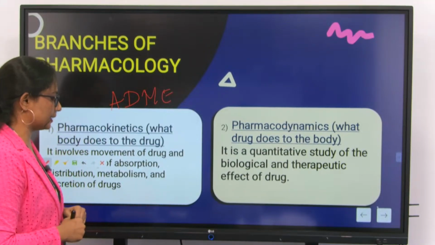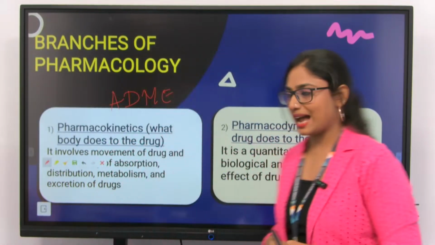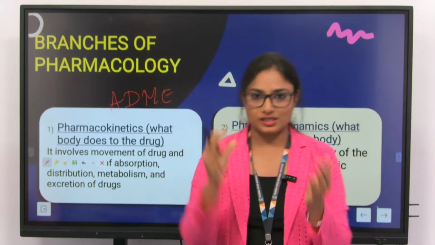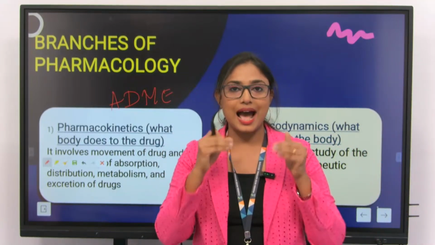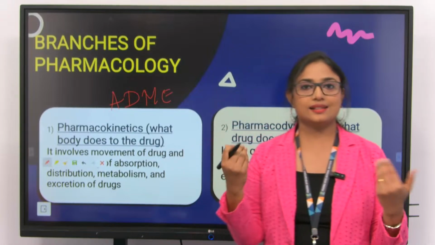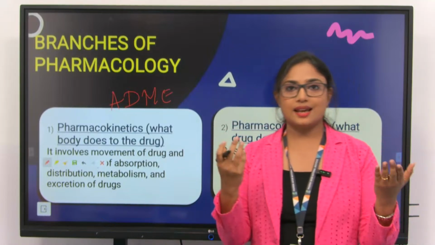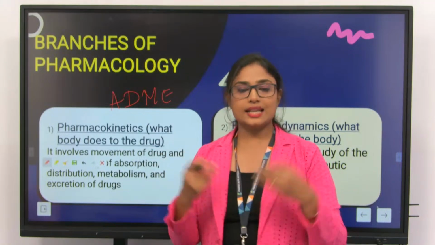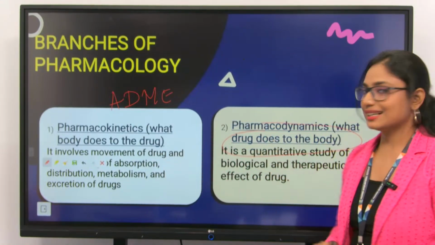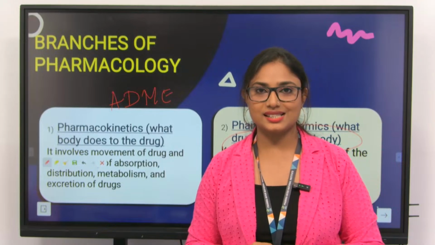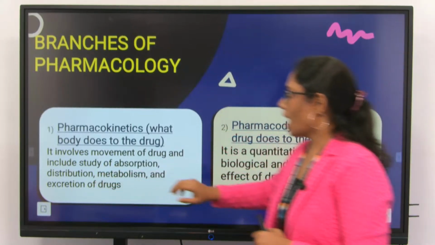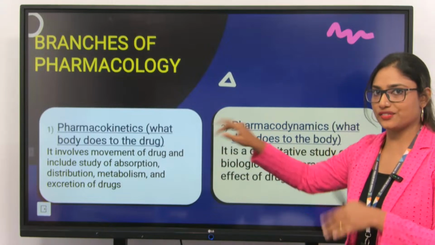So that is pharmacokinetics. Now, moving to pharmacodynamics. Pharmacodynamics means after the ADME process, how the drug acts in the body. So it can be drug receptor binding, the mechanism of action, the therapeutic interaction, and even the side effect. So it is simply what the drug does to the body. That is pharmacodynamics. So these two are the important branches of pharmacology.